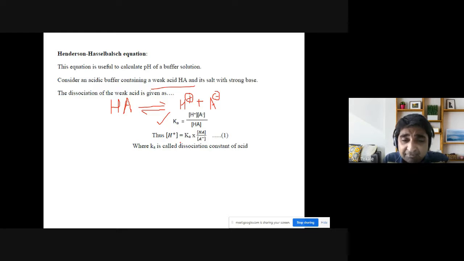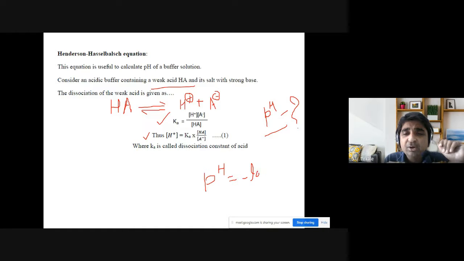Okay, why have we taken this term? Because we want to derive a relation for the pH of this buffer solution. And how can the pH of the buffer solution be calculated? We know pH is equal to negative log to the base 10 of H plus ion concentration.